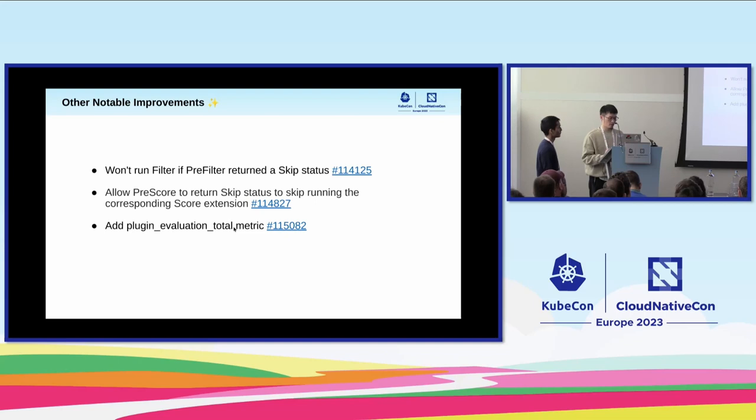The next one is about a new metric, plugin_evaluation_total. If one plugin is being called, the value of the metric will be increased by one. So with this metric, we can have an overview of how your plugins are affecting the scheduling results. I think it's quite useful.